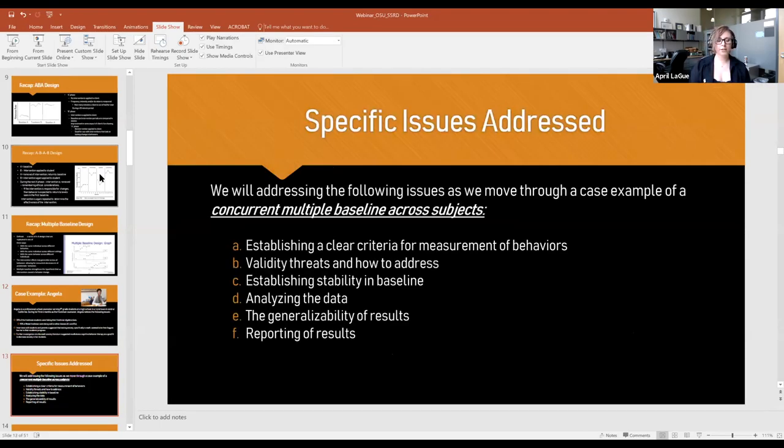I'm going to address the following through this case example of the concurrent multiple baseline across subjects. We'll establish clear criteria for measurement of behaviors, validity, establishing stability, analyzing the data, looking at the generalizability of the results, and then the reporting of the results.